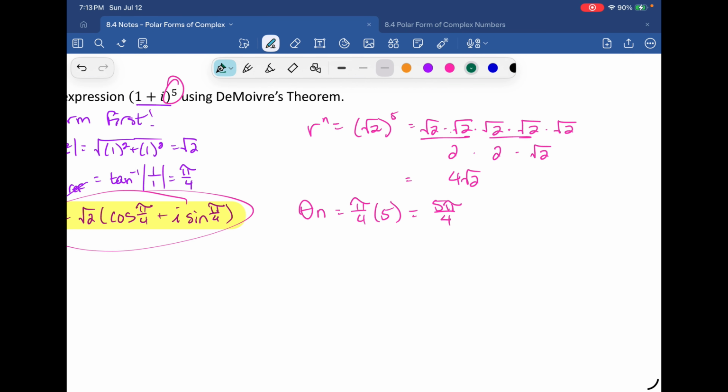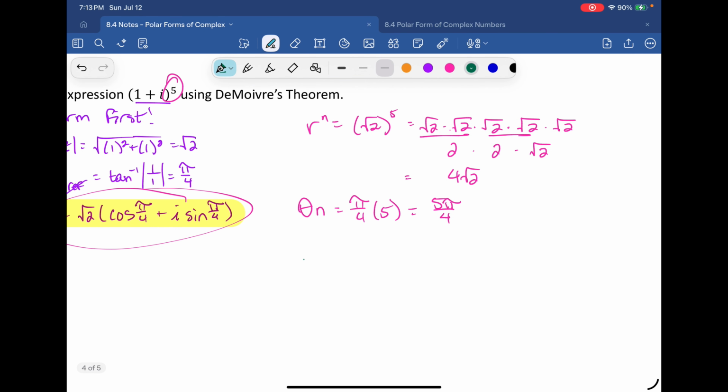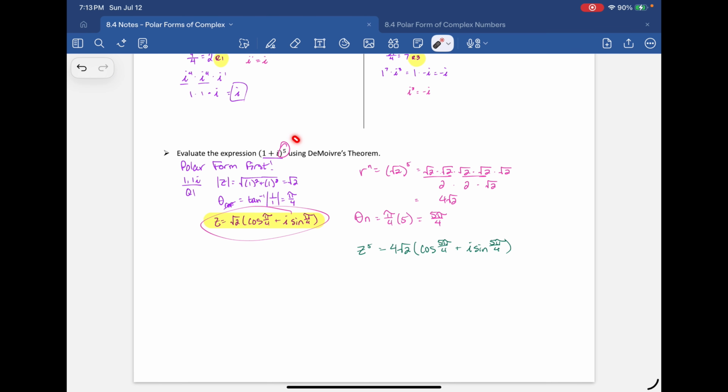Okay, so we put this back. z to the 5th in polar form is 4 root 2 cosine 5 pi over 4 plus i sine 5 pi over 4. But my original problem was in rectangular, so I need to take this and put it in rectangular form.